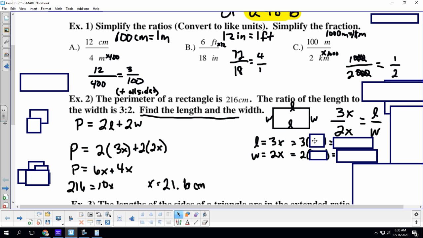So it's going to be 3 times 21.6 and 2 times 21.6. When we do the math on our calculators, we get 64.8 centimeters and 43.2 centimeters. Yay, we did it. Good job, guys.